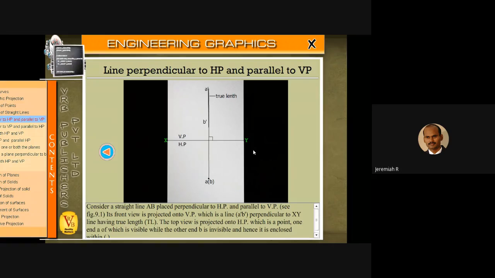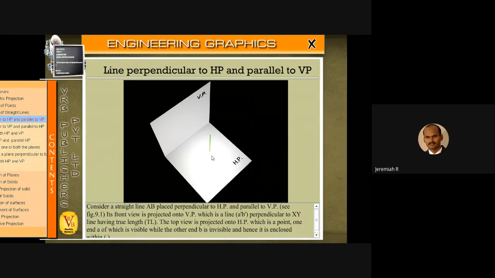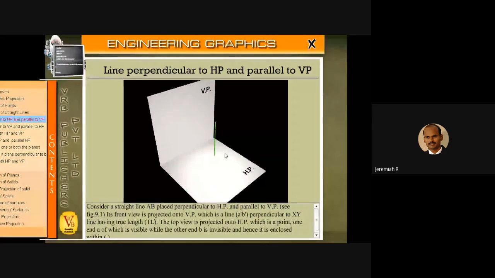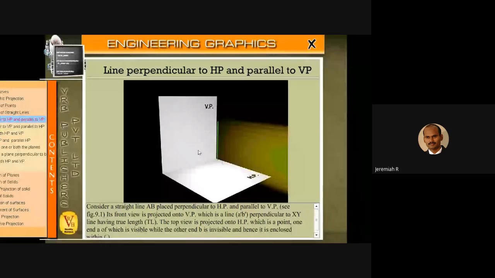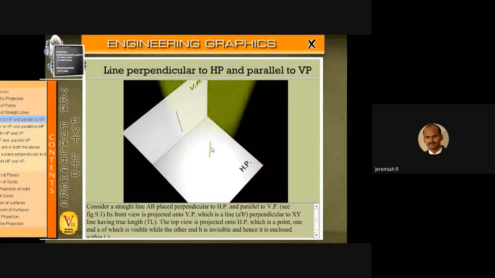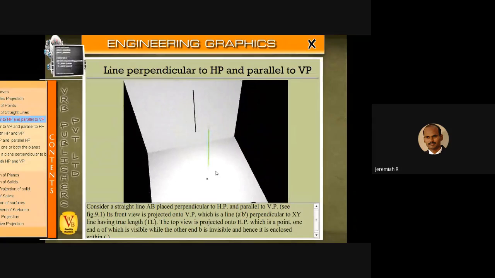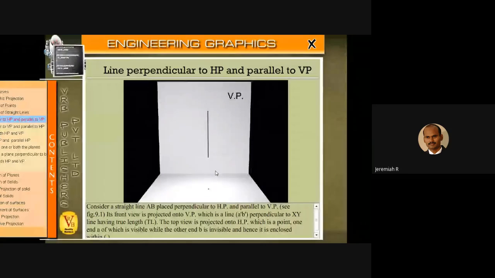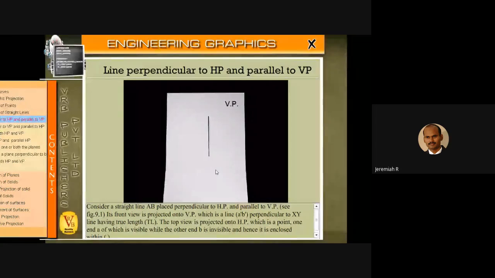Consider a straight line AB, perpendicular to HP but parallel to VP. Just take A dash, B dash for AB. So in the top view, what will you get? You'll get a point alone.